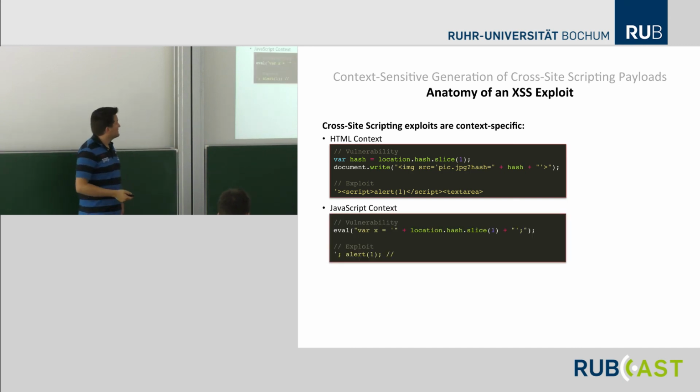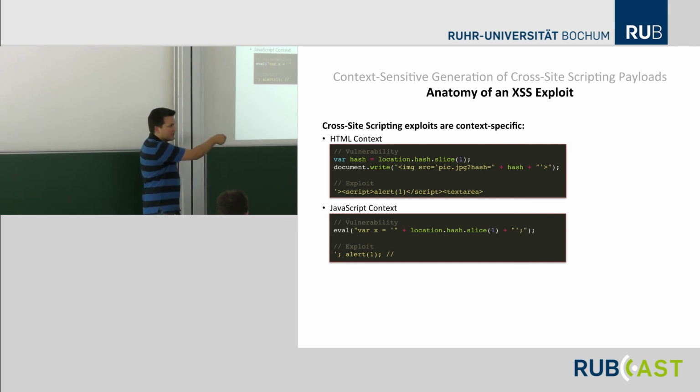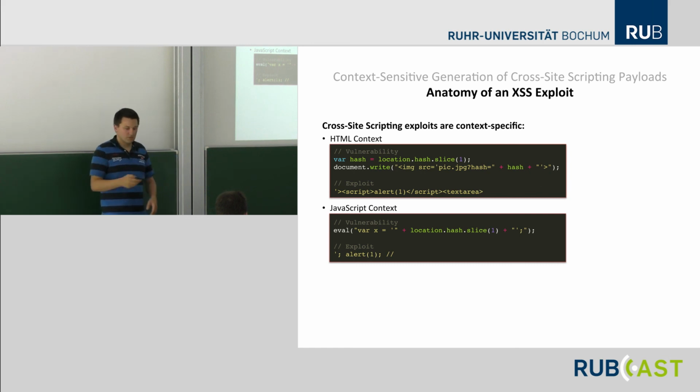The next context that you could inject into is the JavaScript context. For example, this is the case for the eval function. Here we see a cross-site scripting where we call eval, and we declare a variable that contains some kind of user input that comes from the URL. In this case, our exploit needs to resemble valid JavaScript code. So we would need to break out of the JavaScript variable, enter this JavaScript statement, and then we could again have our payload with alert 1.